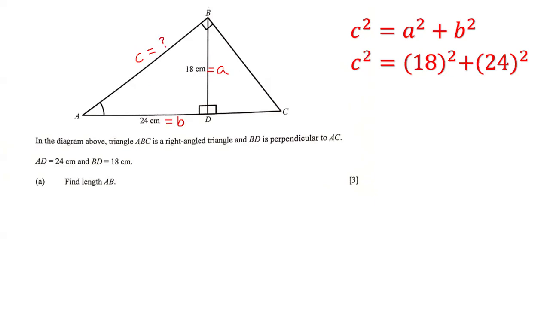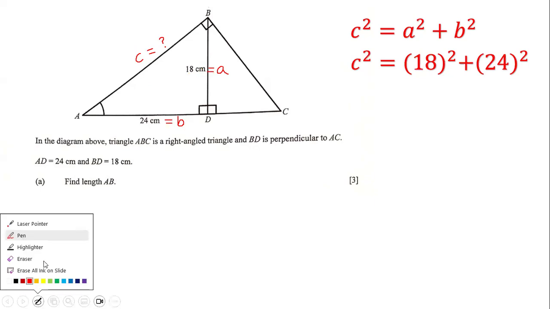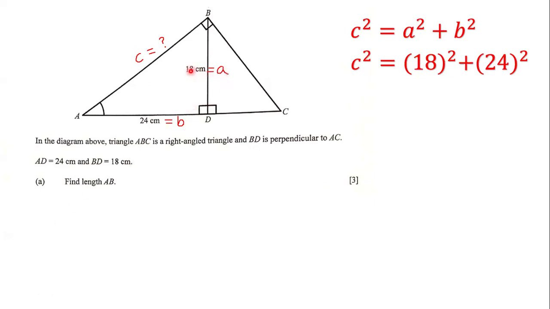Since A is equal to 18 centimeters, we put 18 right here, and so it's 18 squared, and B is 24 centimeters, so we have B squared or 24 squared. And so we have C squared is equal to 18 squared plus 24 squared. We say 18 squared is 324, and 24 squared is going to be 576. And when we add them, we get that C squared is equal to 900.